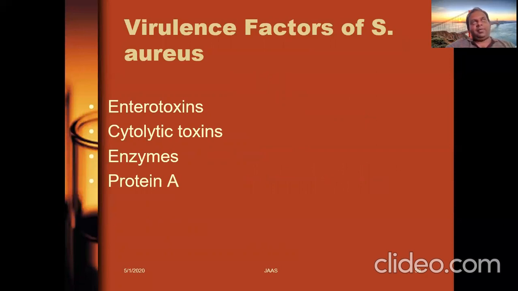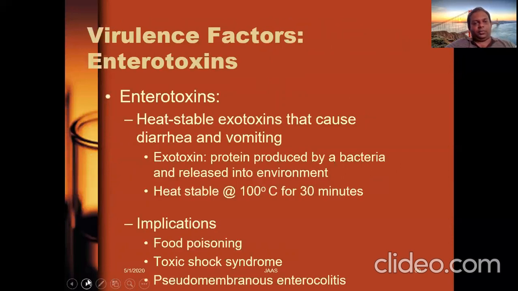But at the same time, if bacteria have multiple disease-causing capacity, an armory, the bacteria will cause the disease. They win the battle initially. So they produce enterotoxins. There are cytolytic toxins, enzymes, and protein A. Enterotoxins we can classify as heat stable and heat labile.